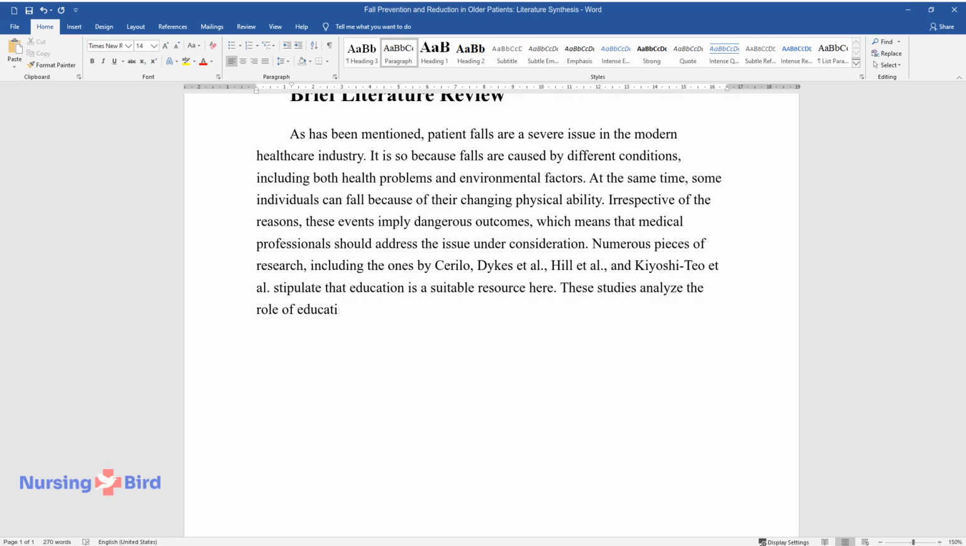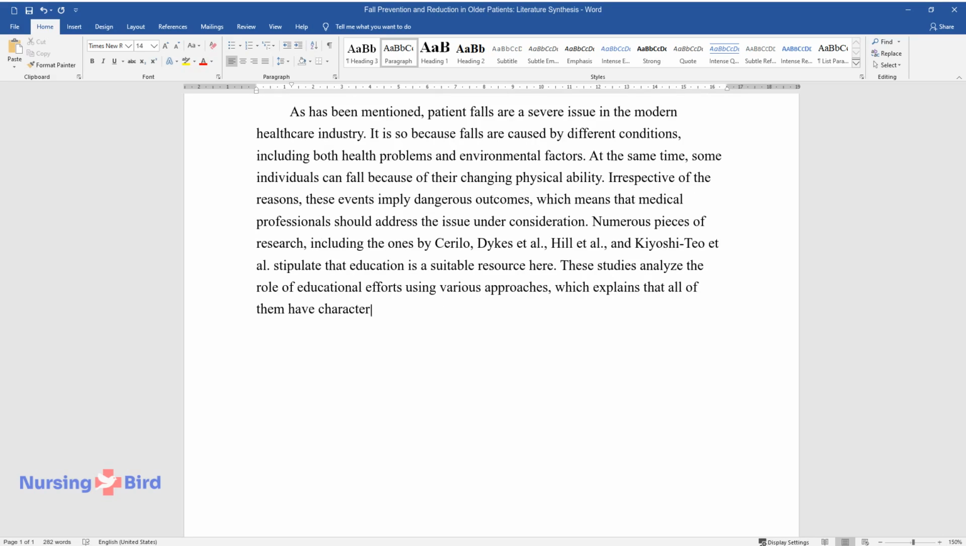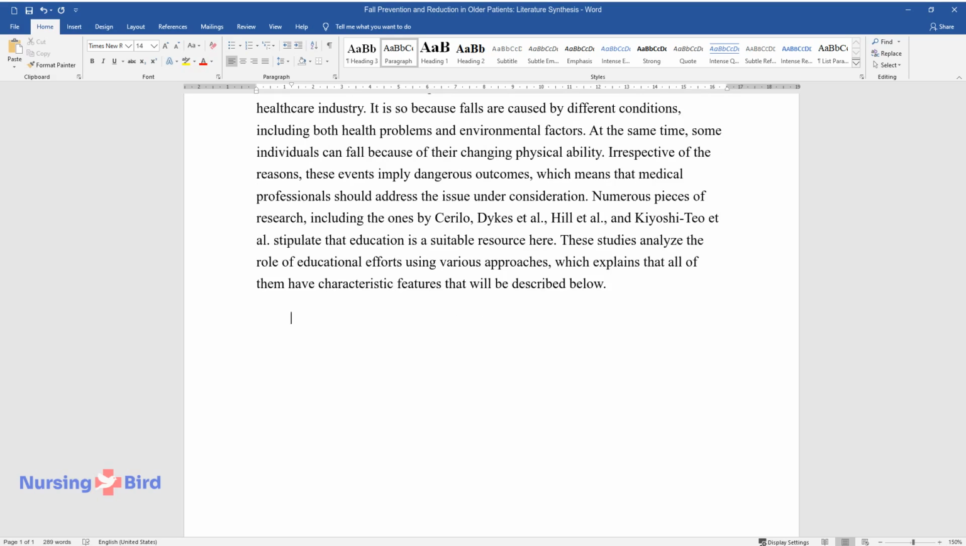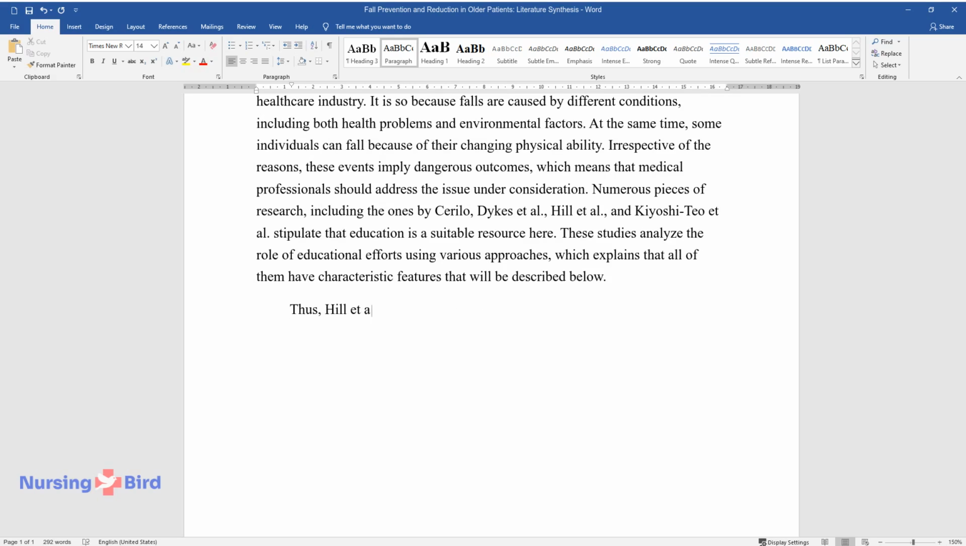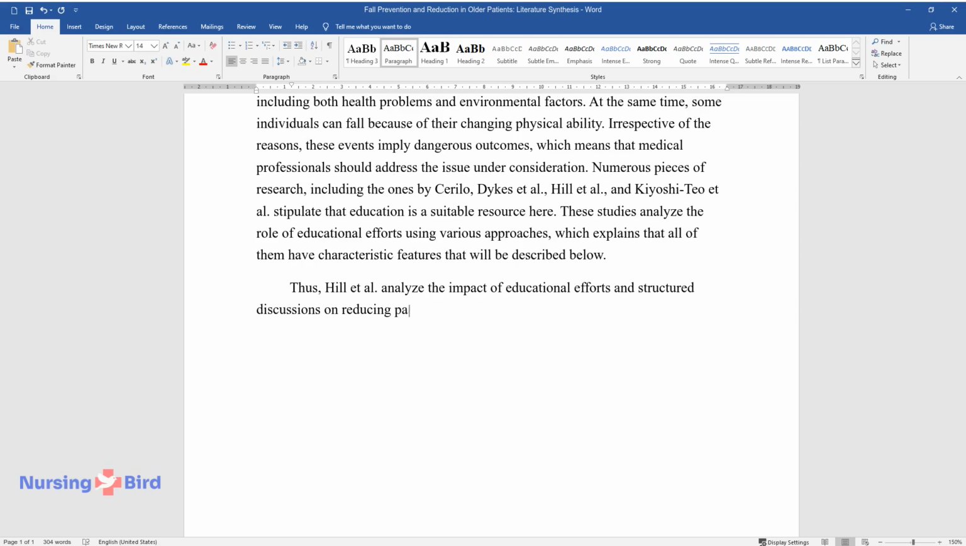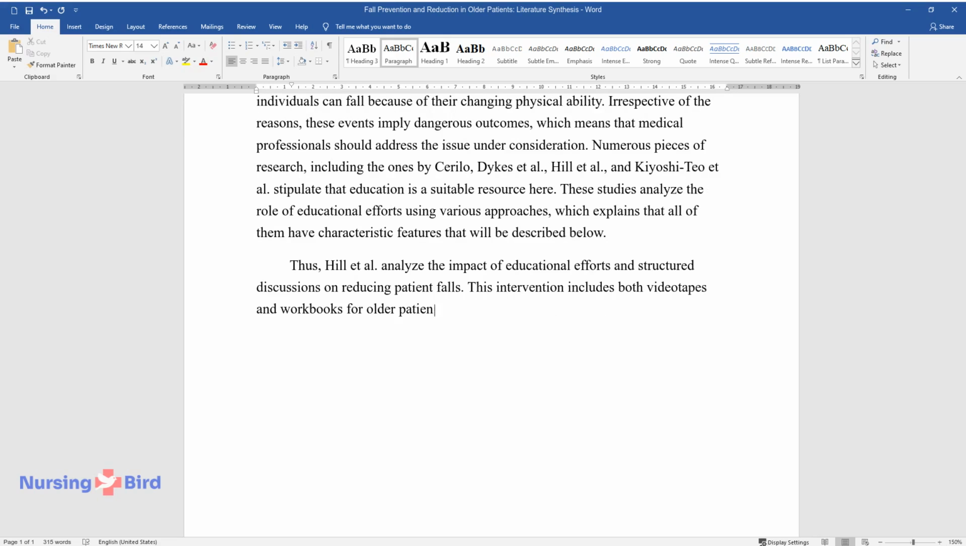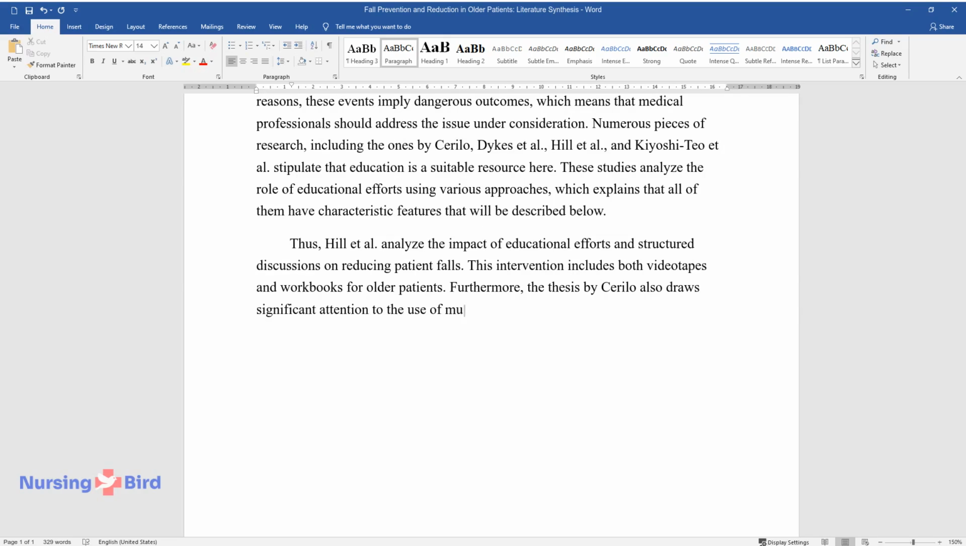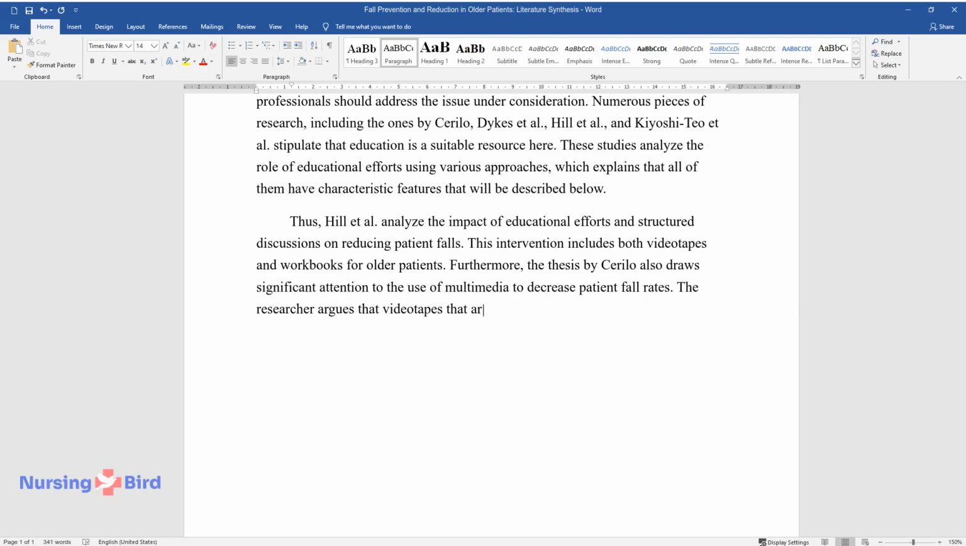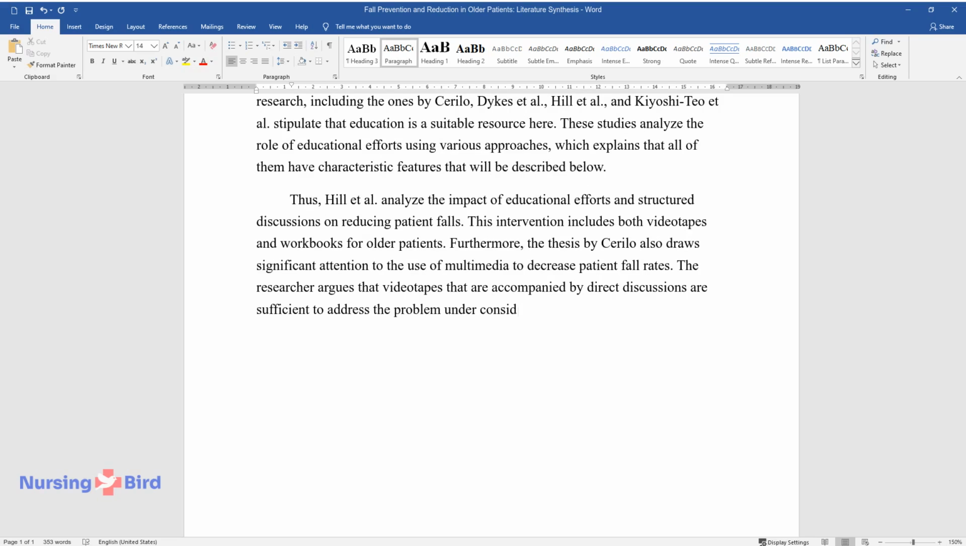These studies analyze the role of educational efforts using various approaches, which explains that all of them have characteristic features that will be described below. Thus, Hill et al. analyze the impact of educational efforts and structured discussions on reducing patient falls. This intervention includes both videotapes and workbooks for older patients. Furthermore, the thesis by Cerilo also draws significant attention to the use of multimedia to decrease patient fall rates. The researcher argues that videotapes that are accompanied by direct discussions are sufficient to address the problem under consideration.